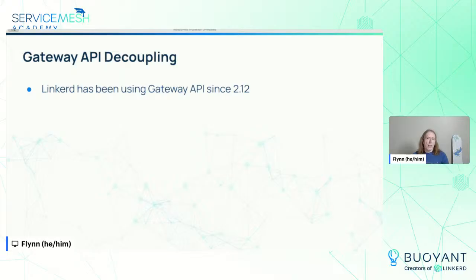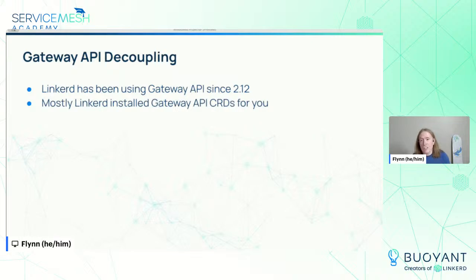Linkerd has been using Gateway API since the 2.12 release, which was a while ago. I don't remember exactly when. For the most part, if you installed Linkerd at any point between 2.12 and 2.17, if you did not explicitly tell Linkerd not to, it would install the Gateway API CRDs for you, because that's the easy way to let people get started with Gateway API, right? Gateway API has its own set of CRDs. If we install them for you, that makes it easier for you, the end user. Or so we believed.